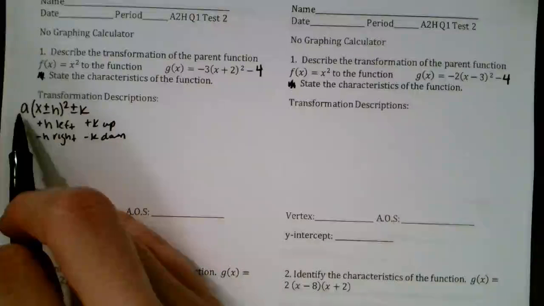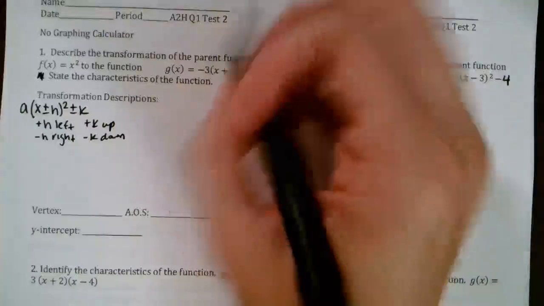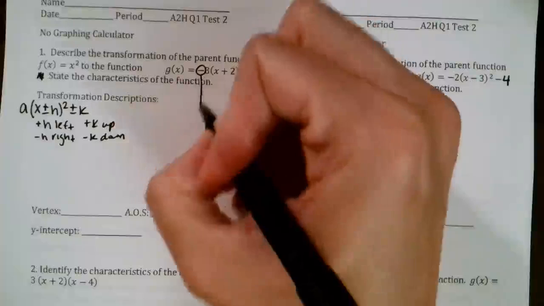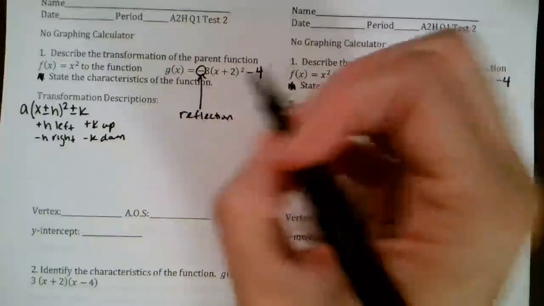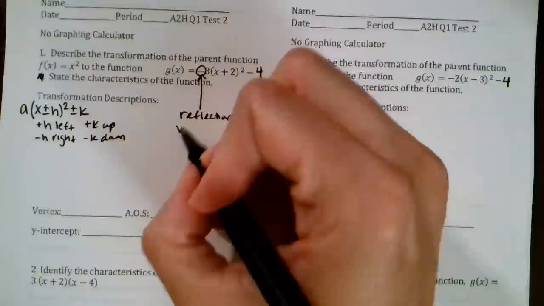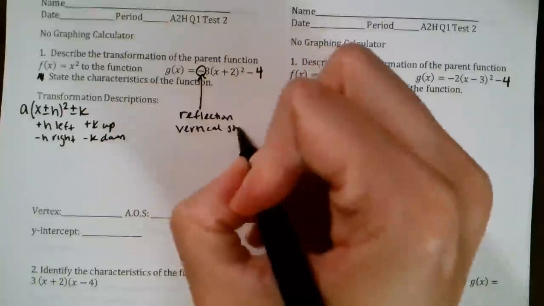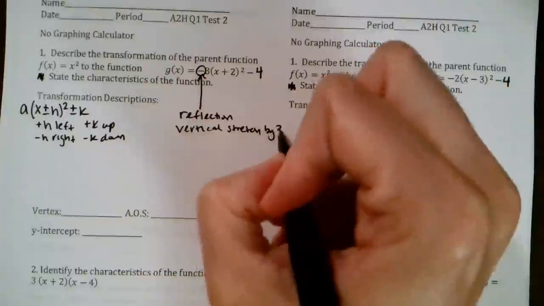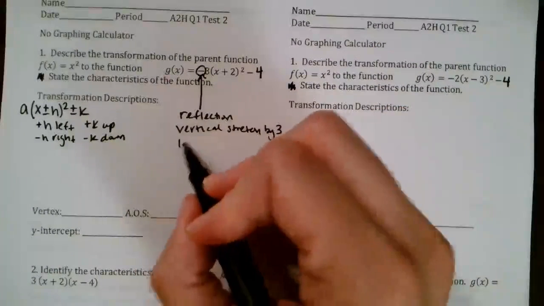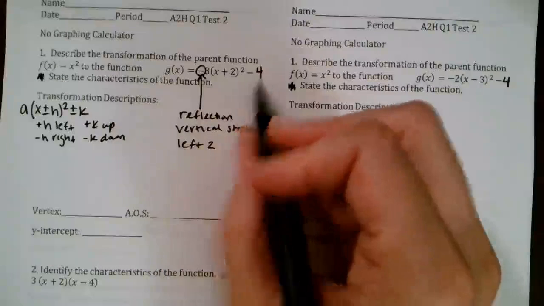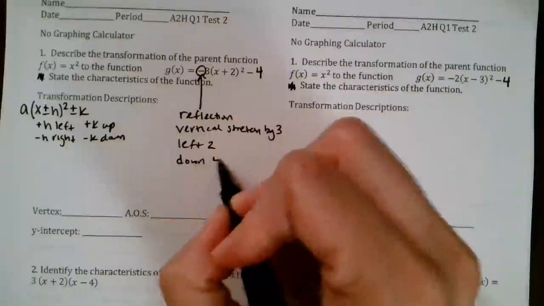This a value out here is going to tell you the direction the graph opens, and it's going to tell you if we have a stretch or a shrink. So for this problem, the negative out in front tells you that we have a reflection. The 3 tells us it's a vertical stretch. And then using these rules, the plus 2 tells us we're going left 2, and the minus 4 tells us we're going down 4.